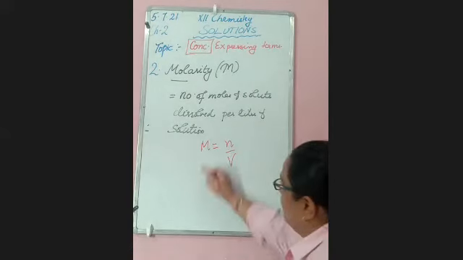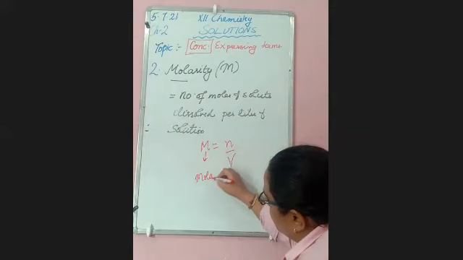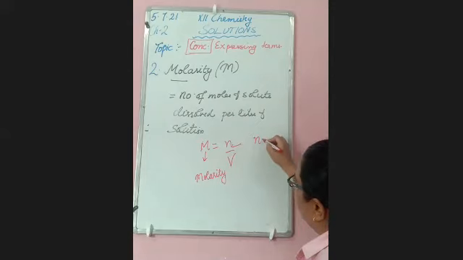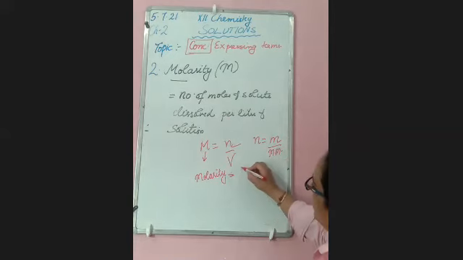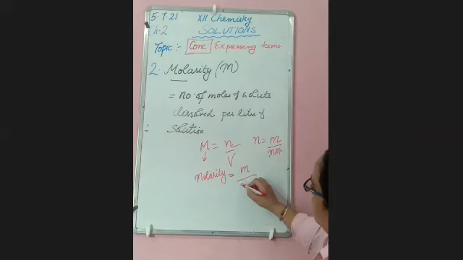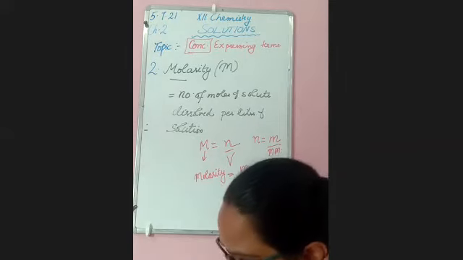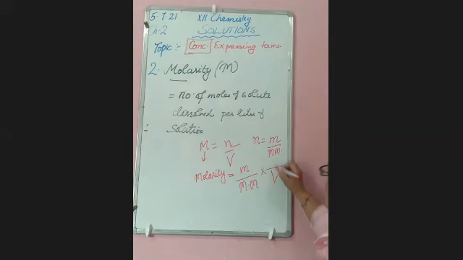What is M? Here M is molarity. n is the number of moles, which can be written as given mass over molar mass. So it is given mass over molar mass into volume. If the volume is in mL, then it should be converted into liters, so it should be divided by 1000.